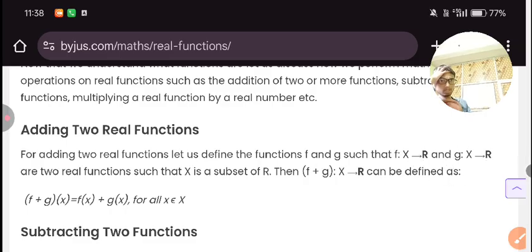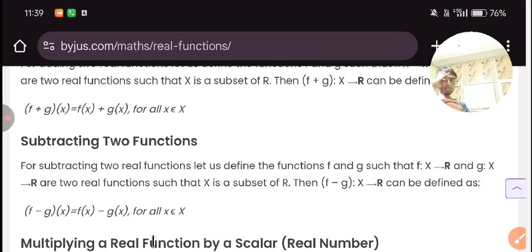For adding two real functions, let us define the functions f and g such that f(x) and g(x) are two real functions, where X is a subset of R. Then f plus g from X to R can be defined as (f plus g)(x) is equal to f(x) plus g(x) for all x belonging to X.